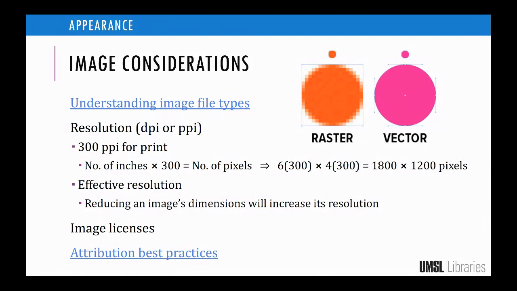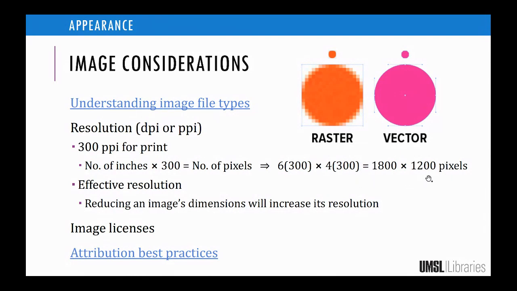If you want to print something or have it printable by your students, you're going to want to have images at least 300 PPI. The way to figure that out is to take the number of inches times 300. So if you've got a 6x4 image, you're going to multiply the 6 and the 4 by 300, and the image size that you want to look for is 1800 by 1200.